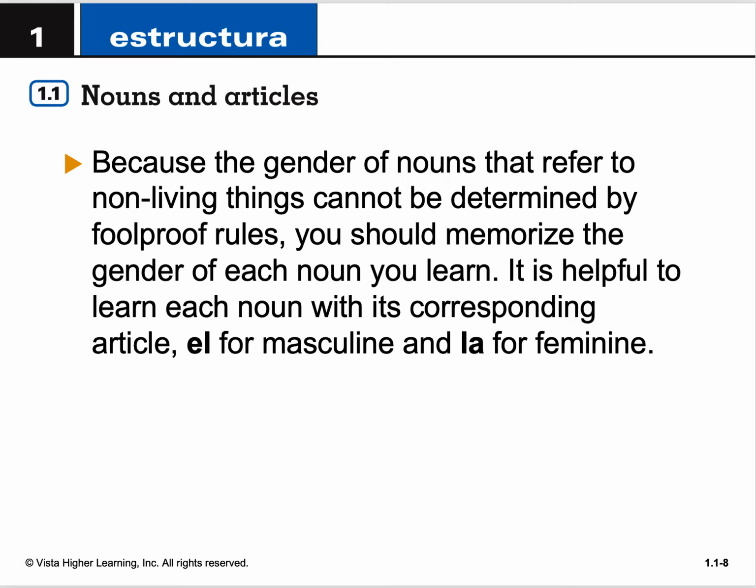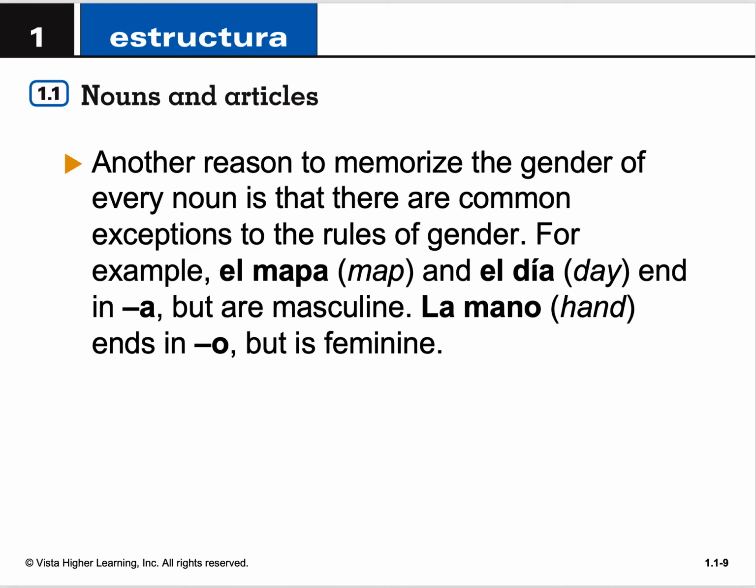Because the gender of nouns that refer to non-living things can't be determined with foolproof rules, again, this is why you should memorize the gender. It's very difficult when you start looking at endings of inanimate objects like plants or things like that. They're not always going to be consistent. So that's why the memorization is really going to be key there.